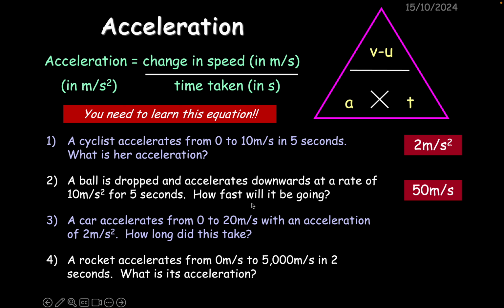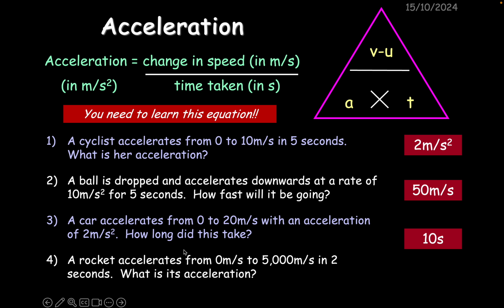And then in number 3, a car accelerates from 0 to 20 meters per second with an acceleration of 2 meters per second squared. This time they've given us a, and they give us a change in velocity of 20, divided by 2, will give you the time. So 20 divided by 2 will give you a time of 10 seconds.